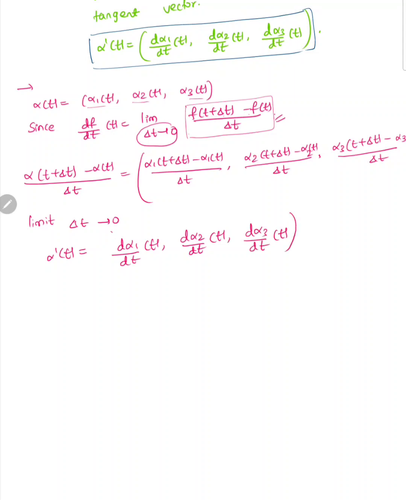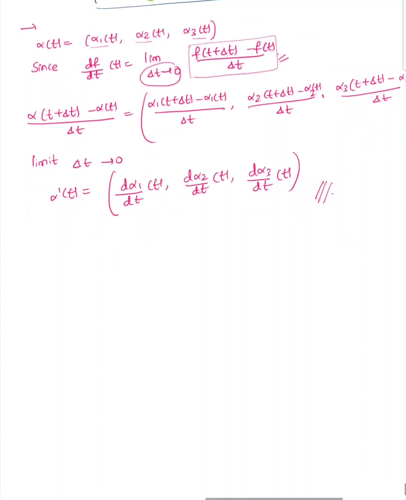This is how just differentiating the curve alpha with respect to t will give the velocity vector of the curve at the particular time instant t. So this is about how to find the velocity vector of a curve. Let's see some examples so that how to find the velocity will be clear.